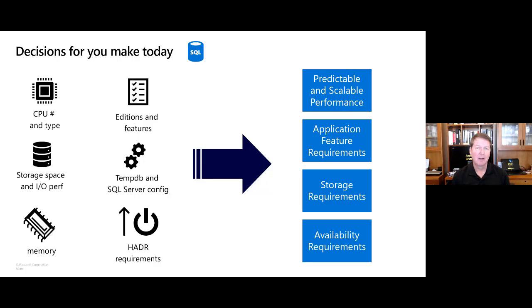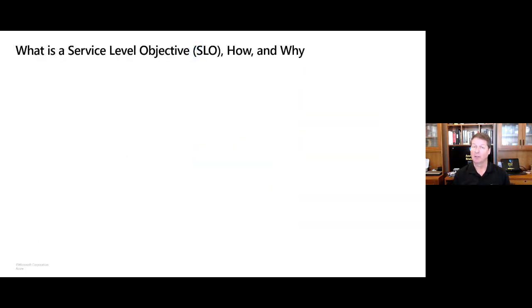So that's great. When you move to platform as a service, though, when you talk about Azure SQL Database and Managed Instance, you don't have direct access to all this infrastructure. We are providing all this infrastructure. So you have to make certain decisions to decide, how do I translate these things I do today in my data center to the cloud, especially in a platform as a service environment? So we have this concept called a service level objective. Let's talk about what it is, how do you use this, and why is it even important to you?